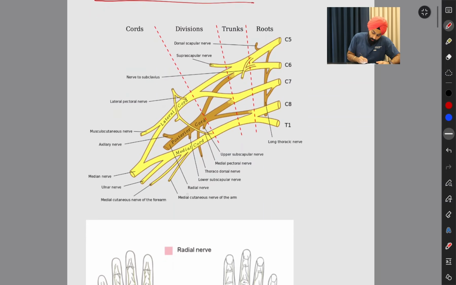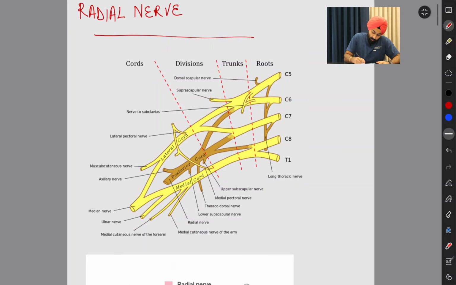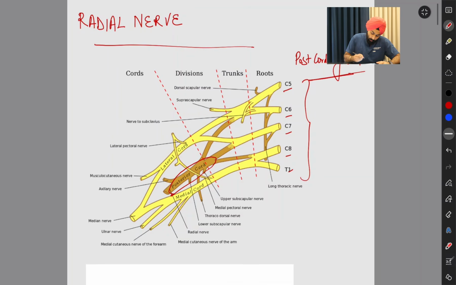So radial nerve. Radial nerve arises from the posterior cord of the brachial plexus. So this is our brachial plexus. Here it arises from the posterior cord. Okay. So it's the terminal branch of the posterior cord of the brachial plexus. So the root value will be C5, C6, C7, C8 as well as T1.